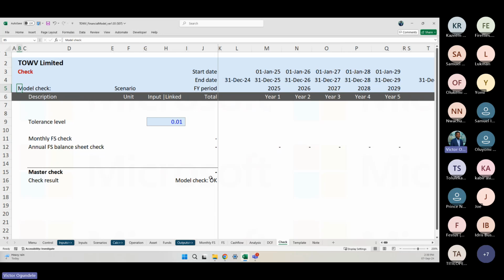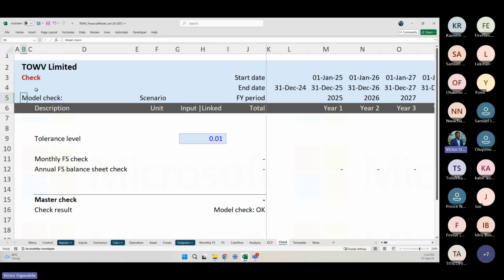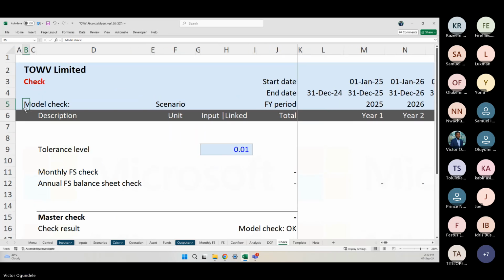So we can now rename that cell. We can rename it master check. Like that. And you can now go to each of the worksheets where we've typed this model check manually. We can now change it to the name. So model check, so master check. We change that to master check.